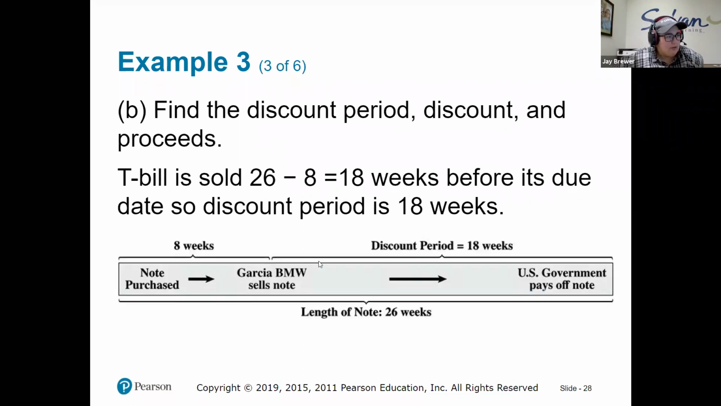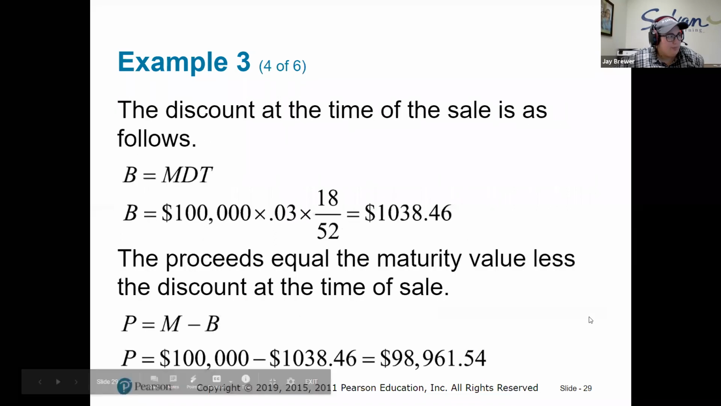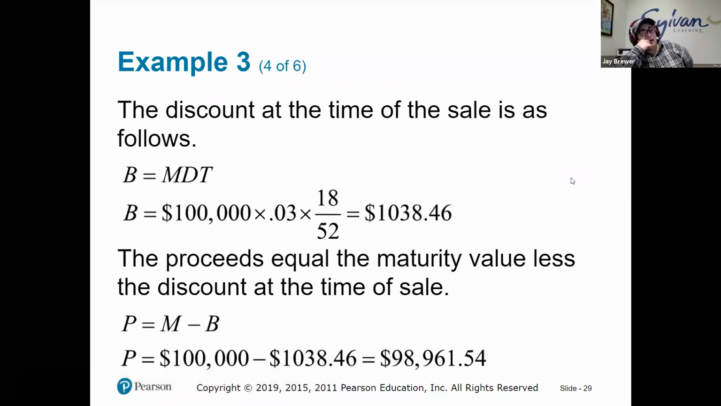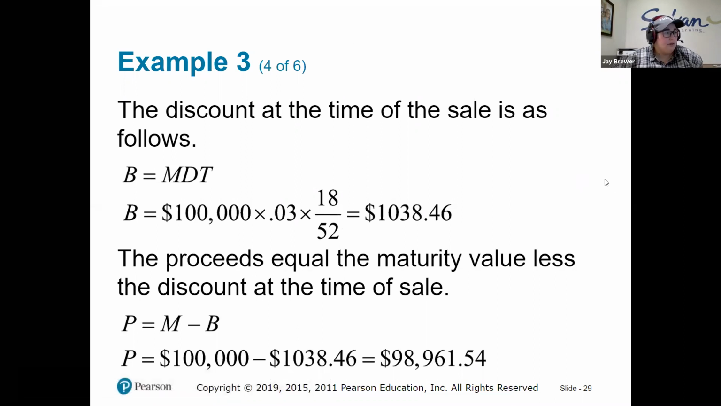Again, they're showing you a little diagram. Again, if that helps you guys, go for it. I will not be able to show you any kind of example like that with your homework because I did not use that approach. The discount at the time of the sale is as follows. So here's the discount. So then they subtract it, and then that's how they found it. All right. Questions on how they did that? Okay.